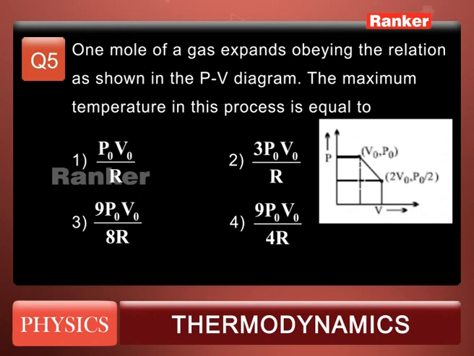Question number 5. 1 mole of a gas expands obeying the relation as shown in the PV diagram. The maximum temperature in this process is equal to: the first option is P0 V0 by R, second option 3 P0 V0 by R, third option 9 P0 V0 by 8R, and the fourth option 9 P0 V0 by 4R. Now see the PV diagram.